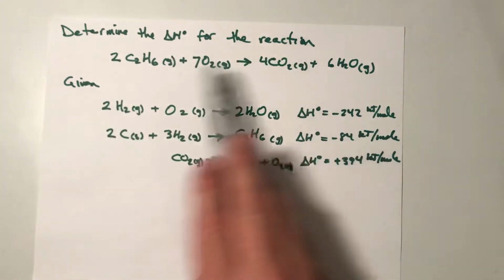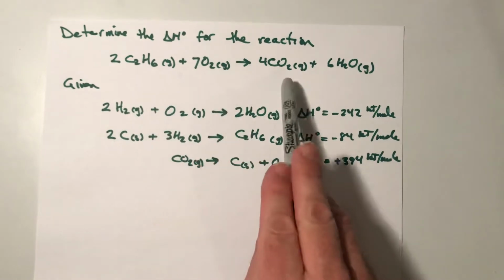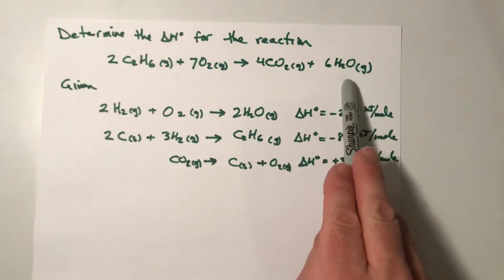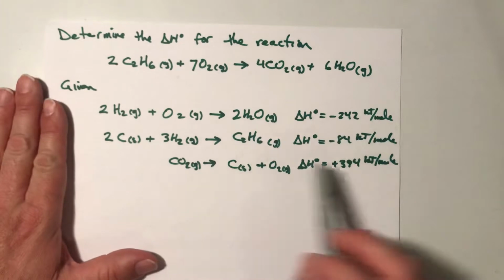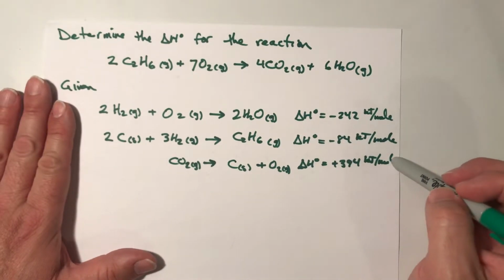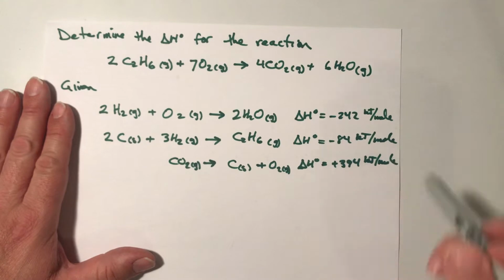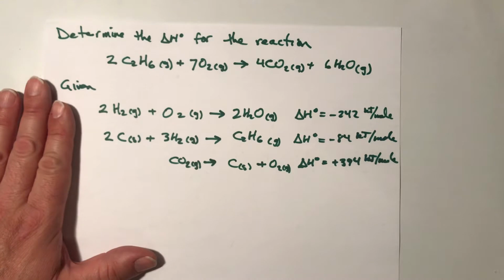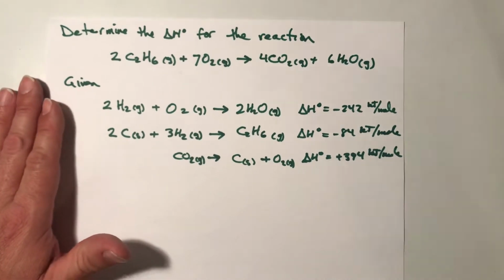Determine the delta H for this reaction: 2 ethane plus 7 O2 yields 4 CO2 plus 6 waters. Given these three reactions, each of which have their own delta H, all right? This, you'll recall, is Hess's law, which says that if we can add the reactions, we can add the delta H's because enthalpy is a state function. It doesn't matter how we get there.